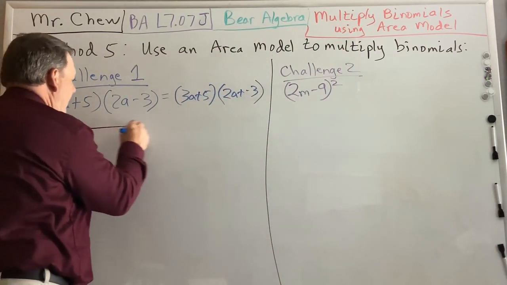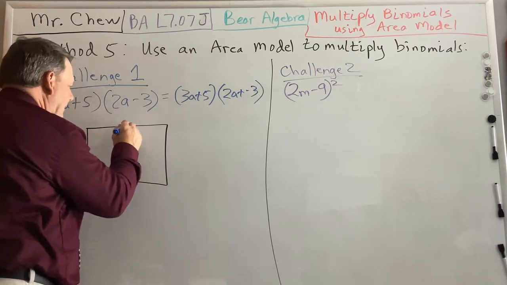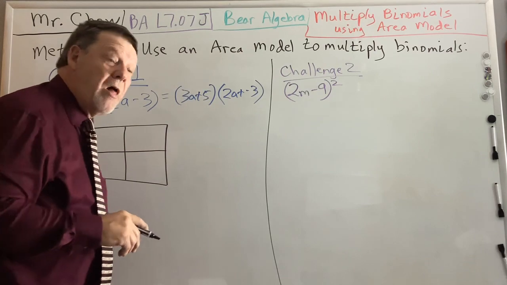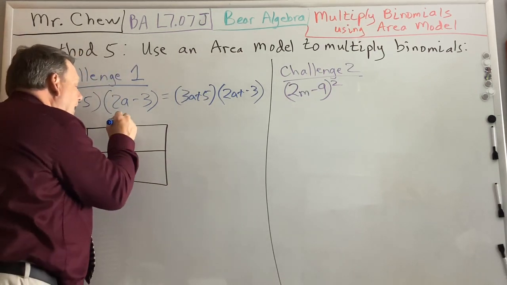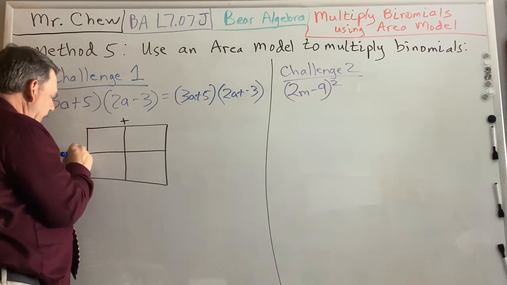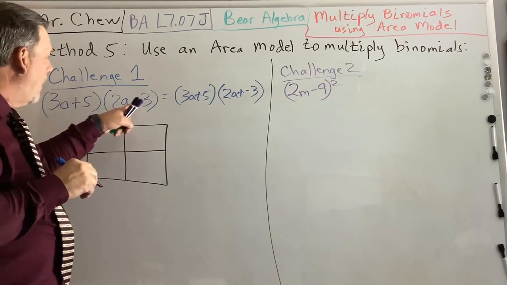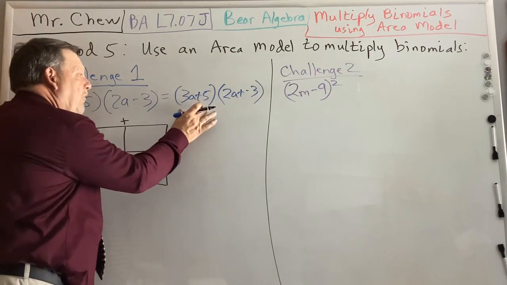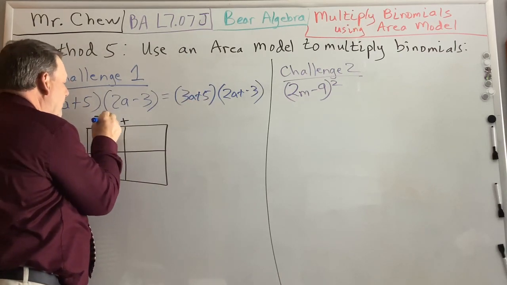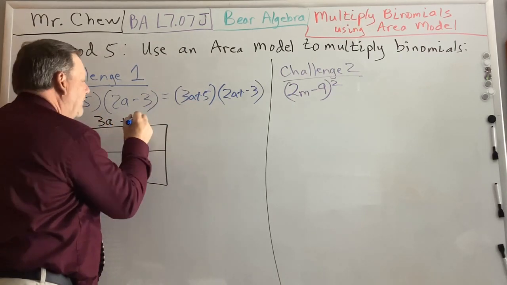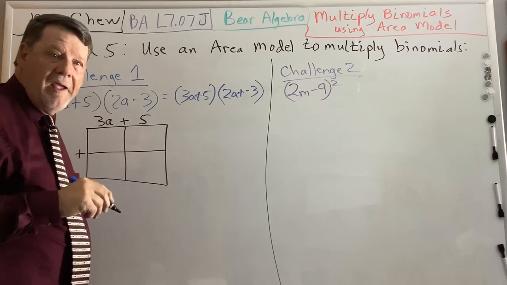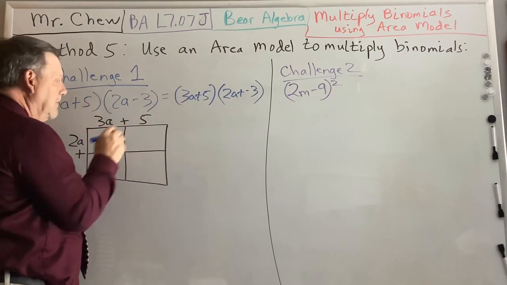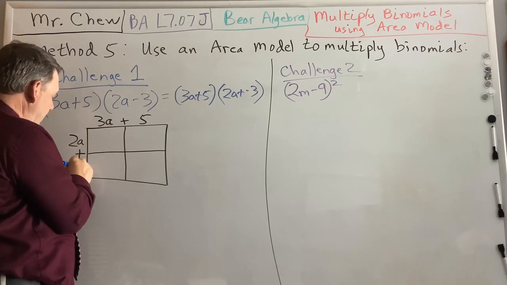All right, so let's see how we do this now. I draw my rectangle, then I divide it into 4 smaller rectangles. Now I'm going to put a plus sign here and a plus sign here. That's why I don't want a minus here. I want a plus a negative. Then I take this first one, 3a plus 5, and put it on the top. Then I take this second one, 2a plus a negative 3, put it on the bottom.